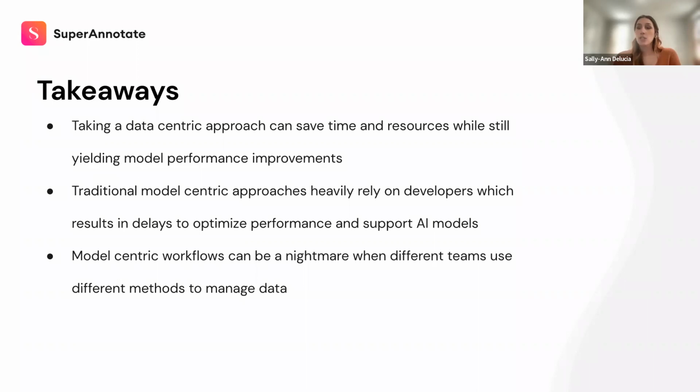And the last two really focus on the downsides of focusing on your model rather than data. So traditional model-centric approaches heavily rely on developers, which results in delays to optimize performance and support AI models. And then those workflows can also be a nightmare. When you have different teams with different methods to manage your data, it can quickly become messy. It's hard to keep track of what high quality data is, and just overall is a lot messier than having someone like SuperAnnotate take control of your annotation to ensure that you have high quality data.